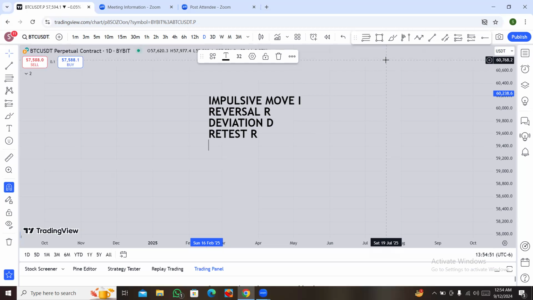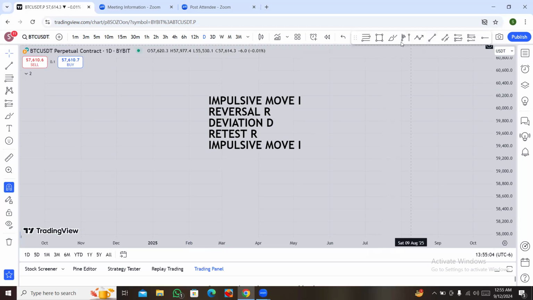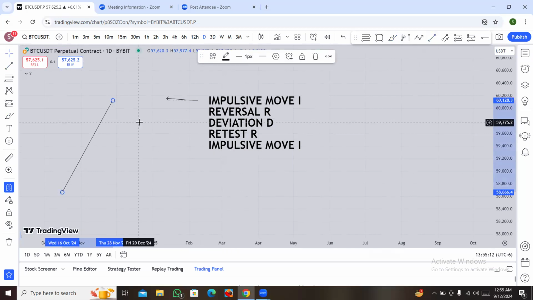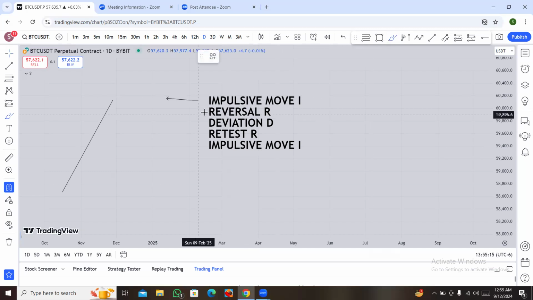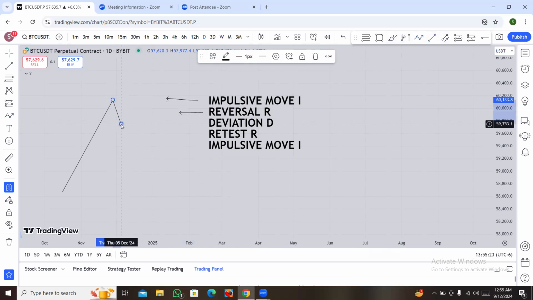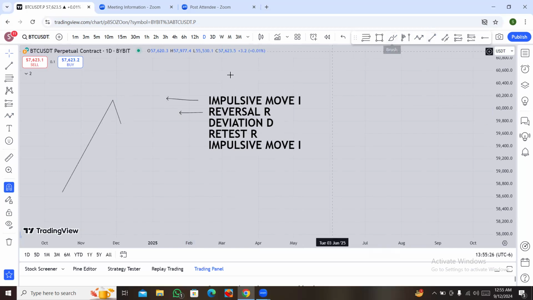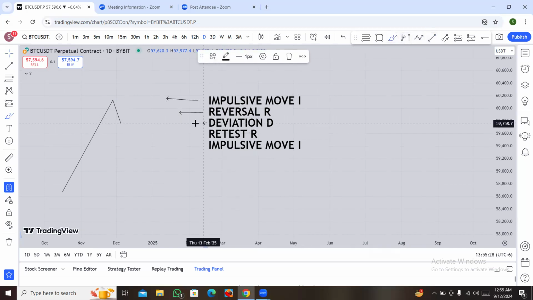What will be your target? Again, an impulsive move. I will call it I. Now, word by word, the first one is what I'm talking about, this impulse move. The second, reversal R, I'm talking about this small range which will happen here. The high and low will be created. Third one, I'm talking about deviation.